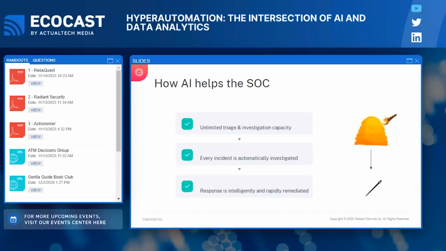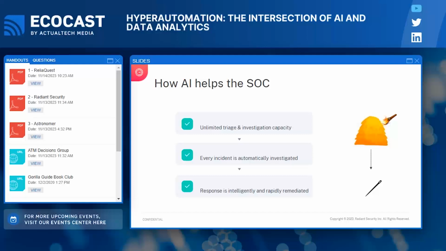Okay. So how AI helps, essentially what it's doing is it's allowing us to get rid of the haystack. So if you were to just remove the hay, you'd end up with a pile of needles. And essentially, AI provides the first real opportunity for us to have unlimited triage and investigation capacity, thereby removing the hay. It also gives us the opportunity to make sure that every incident is automatically investigated, so nothing is getting missed and we are able to look at things deeply.